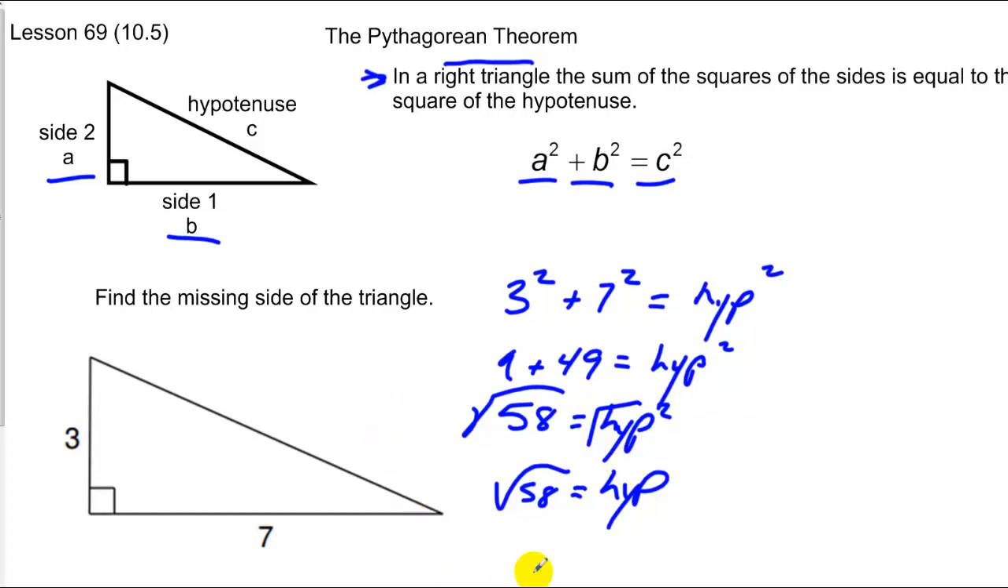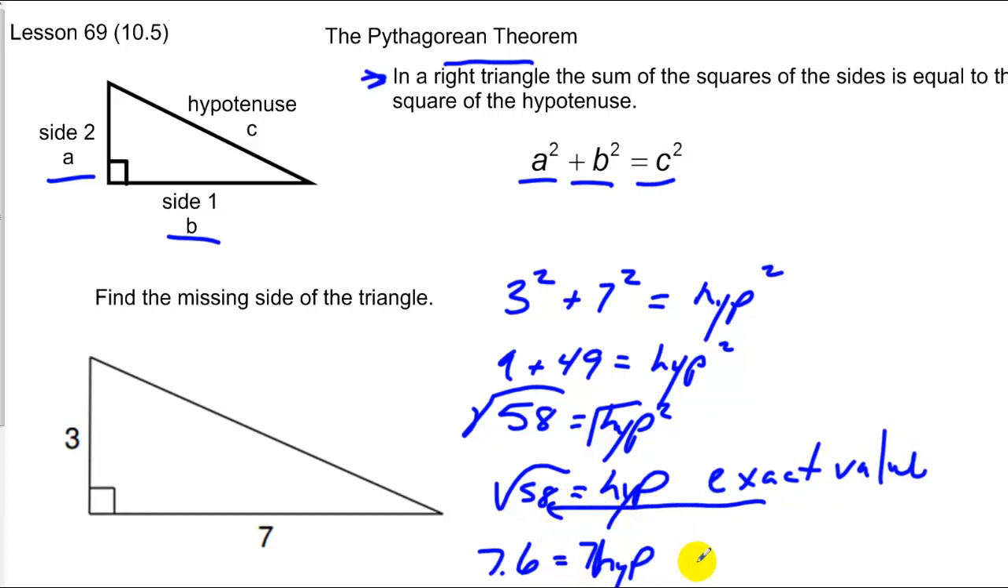Now there are no perfect squares in 58, so that's simplified as far as an exact value goes. If I wanted to plug that into the calculator, I get 7.6. It's important to know the difference between an exact value, and that's something in radical form, and an approximate value, which is something in decimal form.